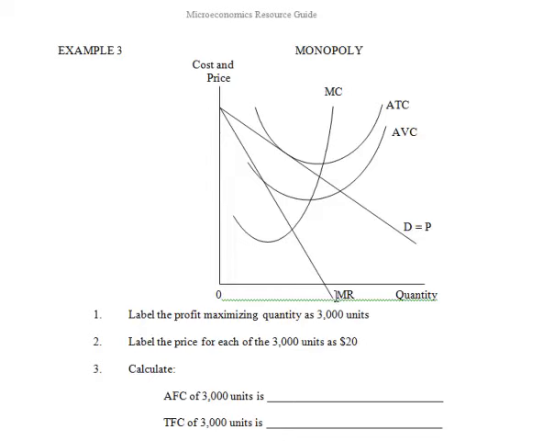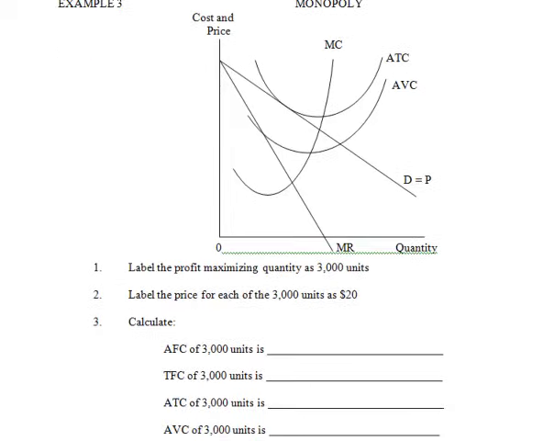Now mathematically, the marginal revenue curve lies about halfway below the demand curve. So it's always separate. And again, you're going to use Rule 1, 2, and 3. In this particular exercise, I asked my students in class to label the profit maximizing quantity as 3,000 units, label the price for each one of the 3,000 units as $20, and then to do all these calculations. So we'll just worry about profit per unit, total cost, total revenue.